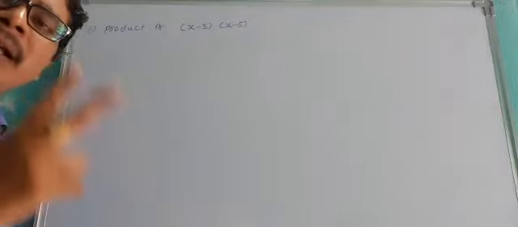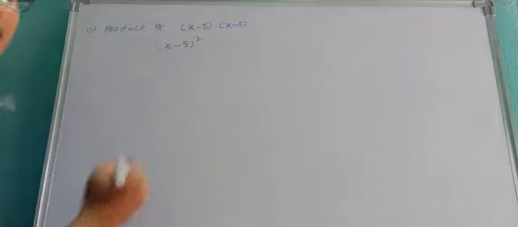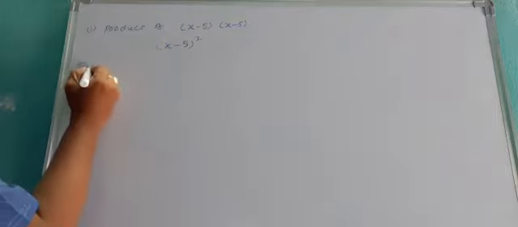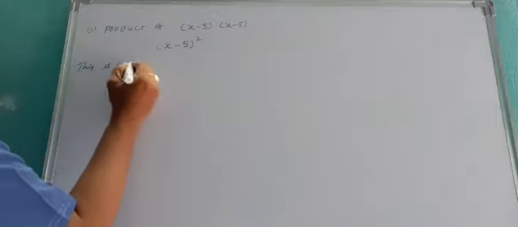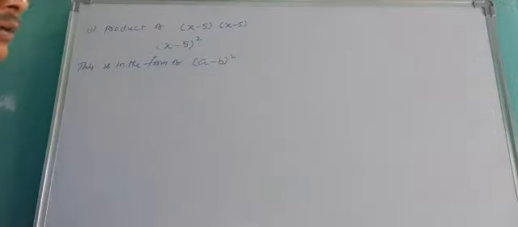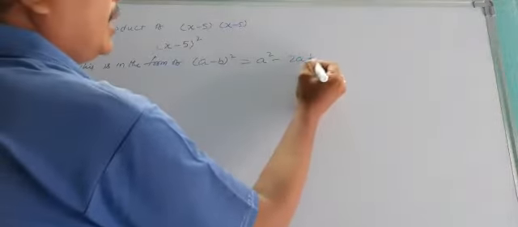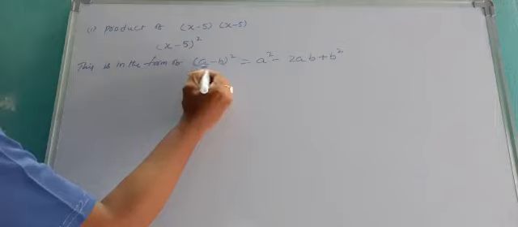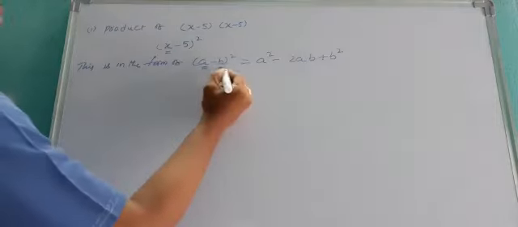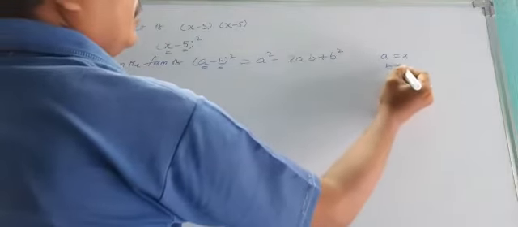The product of (x minus 5) into (x minus 5). Here x minus 5 is multiplied two times, that means (x minus 5) whole square. Now this is in the form of (a minus b) whole square, which equals a square minus 2ab plus b square. Here a equals what? x. b equals what? 5. So a equals x, b equals 5.